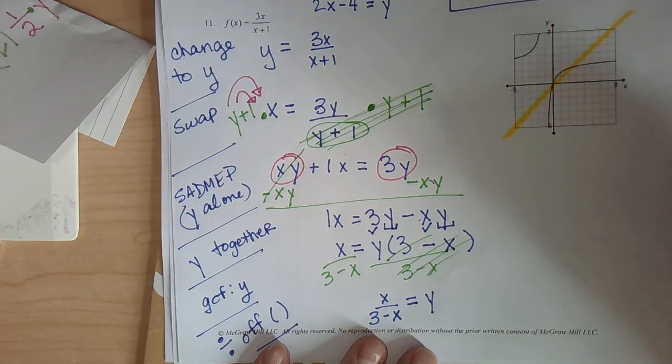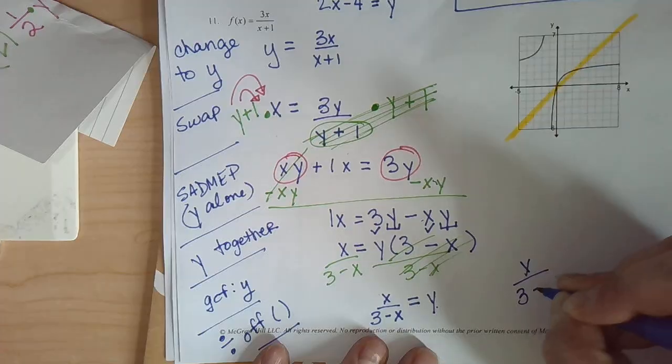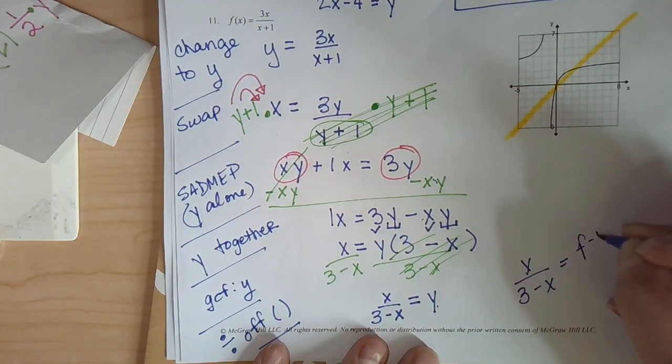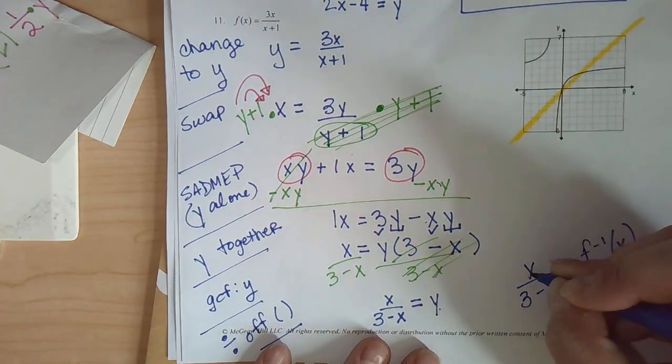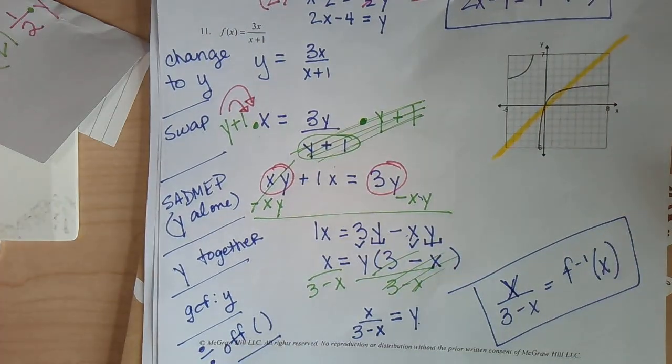Okay, the very last step is to change that funky y to the funky fresh f to the negative 1 of x. Okay, so let's go over that.